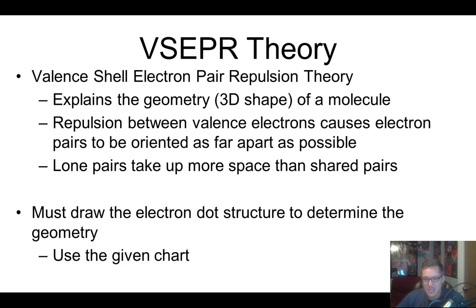Alright, VSEPR stands for Valence Shell Electron Pair Repulsion Theory. So we're talking about valence electrons creating shells, and the electron pairs repulsing one another. Essentially what it allows us to do is predict the 3D shape of a molecule. So by looking at VSEPR theory, we can say, oh, that thing in 3 dimensions is going to be this kind of shape or this kind of shape, whatever.